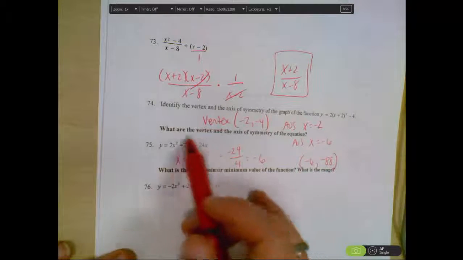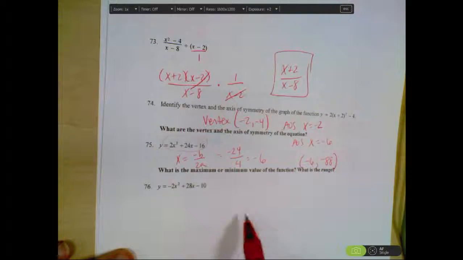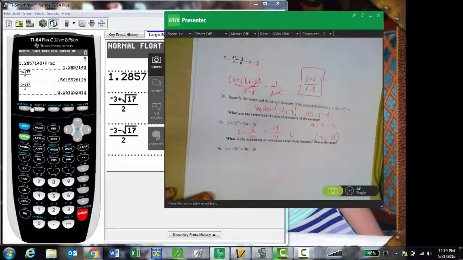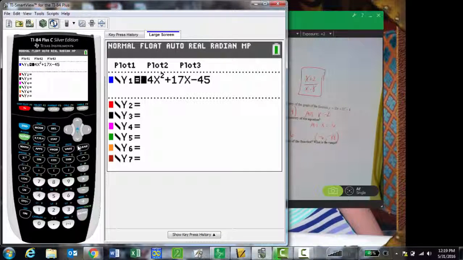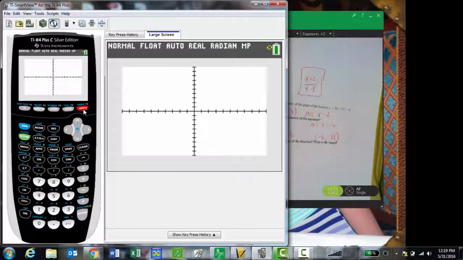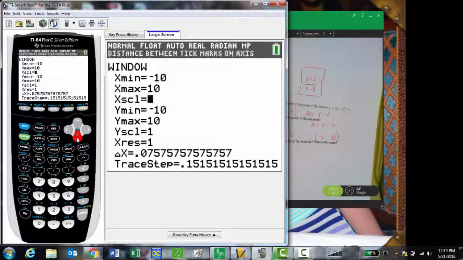You can check that on the calculator by typing that in and going second calc min. And let me show you how to do that. Two x squared plus 24x minus 16. Now it's not going to show up very well in my 10 by 10 window because I know from doing the math that the vertex is at negative 6, negative 88. It's going to be way down here. So you can't do second calc min if you can't see the min. So I'm going to make my y min negative 100.